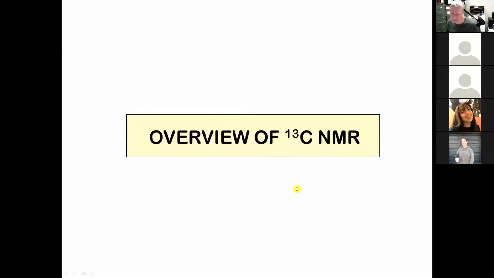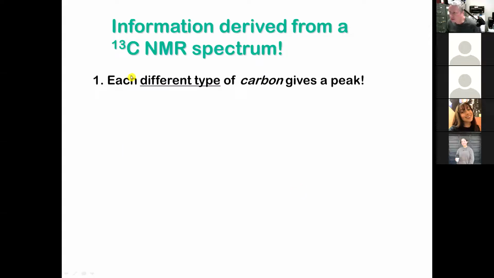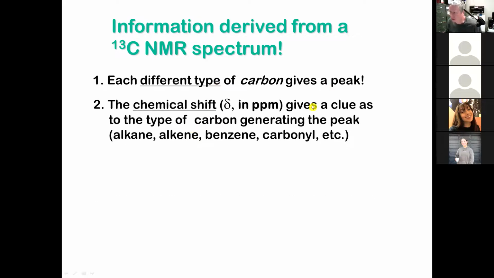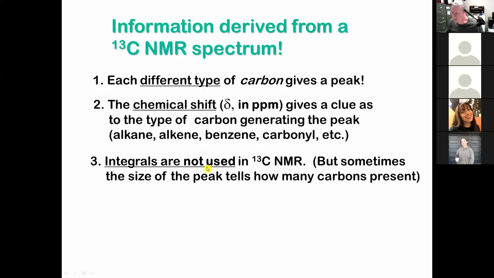Overview of carbon NMR. Each different type of carbon gives a peak. That's kind of cool. That's all you get, really. Each different type gives you a peak. The chemical shift gives you a clue of the type of carbon, but you'd often combine this with proton. You look at the proton, you look at the carbon, and you get the information. You look at a chemical shift chart, and that really helps. Integrals are not used, but sometimes the size of the peak tells you the number of carbons present.